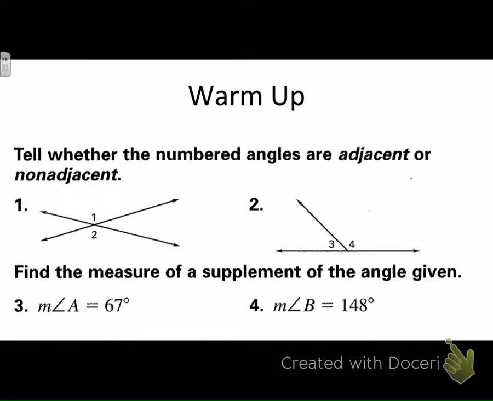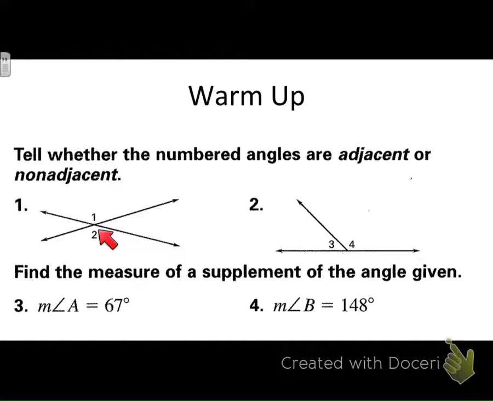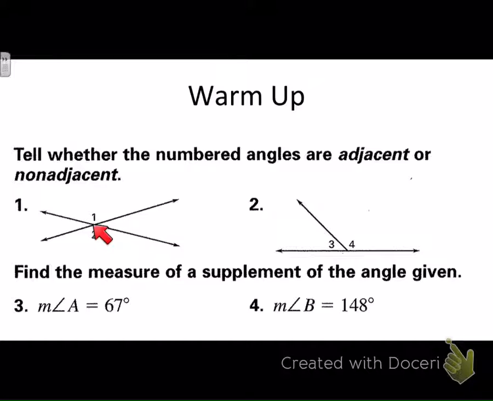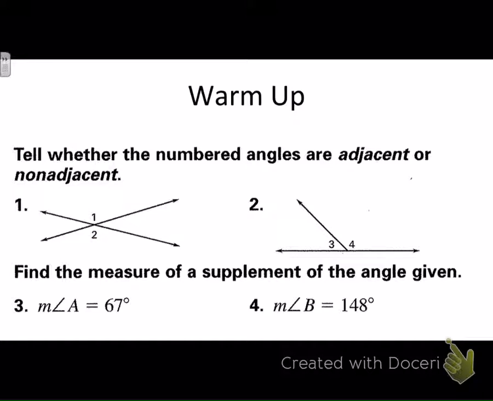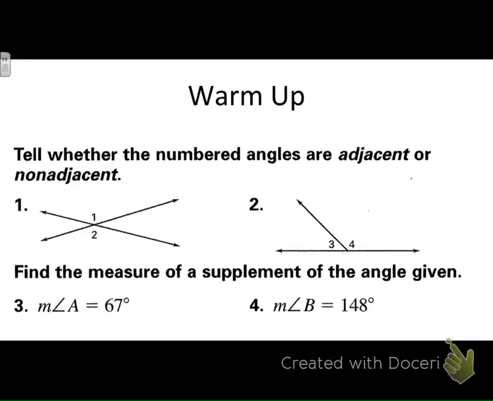Alright guys, let's start this warm-up. Tell whether the numbered angles are adjacent or non-adjacent. So adjacent, if we remember, is when two angles share a vertex, which would look like this. This is the vertex, and a common side. So these share a vertex, but do they share a common side? I don't think so. So these are non-adjacent.